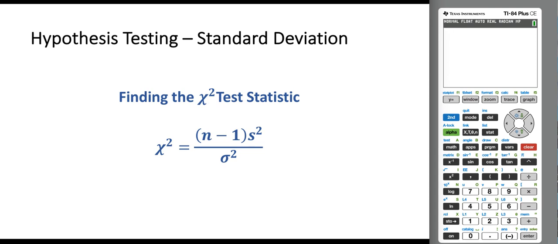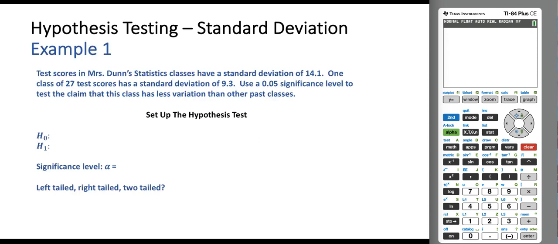First thing we want to talk about is this formula for the chi-squared test statistic. The formula requires you to know the sample standard deviation and the population standard deviation and the degrees of freedom. So n-1, remember, is the degrees of freedom. The sample variance is s squared and the population is sigma squared, and that's going to give us the chi-squared test statistic. We'll be using that in both of our examples.